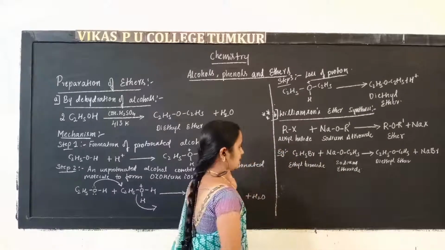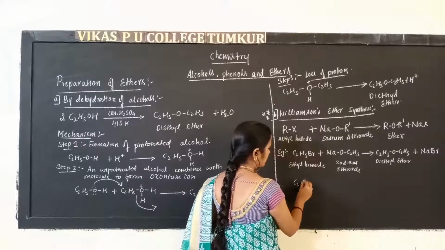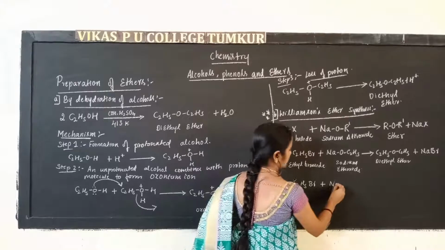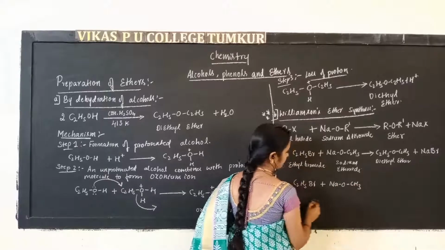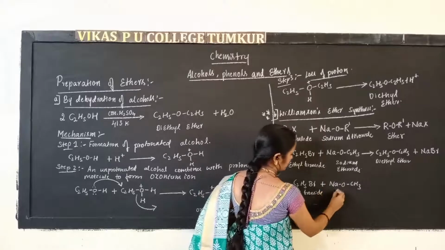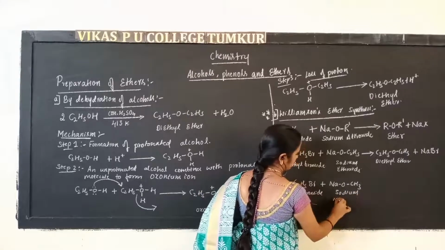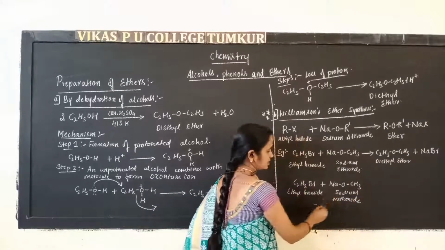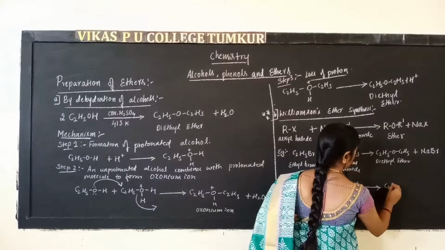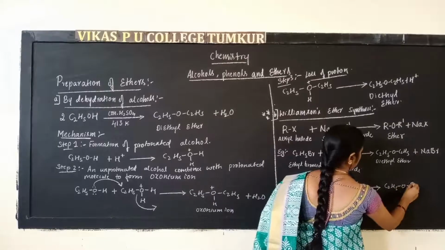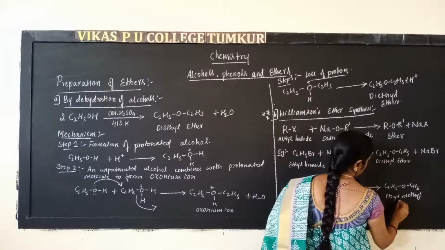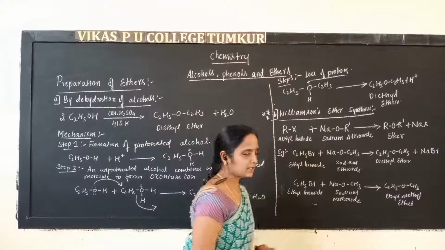If you take the unsymmetrical ether, you take C2H5Br, the ethyl bromide, but instead of sodium ethoxide, you take sodium methoxide, CH3ONa. It undergoes a reaction and ethyl methyl ether is going to be formed.